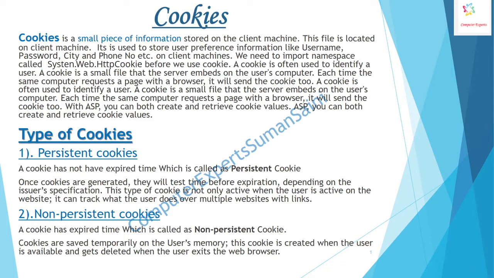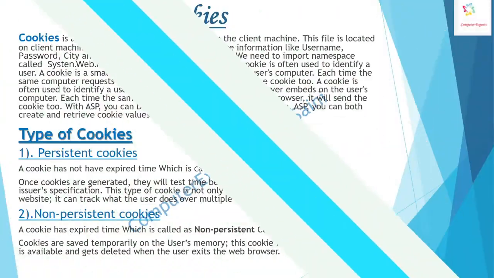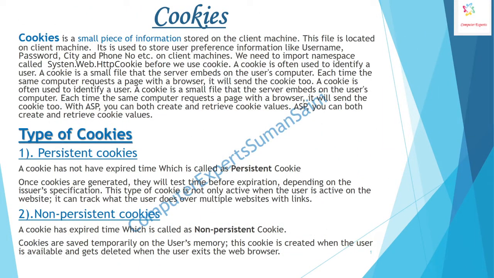on the client machine. We need to import the namespace System.Web.HttpCookie before we can use the cookie. A cookie is often used to identify a user. An excellent example of cookies is present in social media websites like Instagram and Facebook. When we save the username and password, and later log in to the website again, whether it's Instagram or Facebook, we don't need to enter the login credentials, because this time the login credentials will be retrieved from the cookies stored on the client machine.